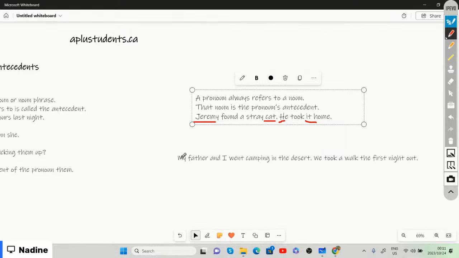And the last example is: my father and I went camping in the desert. We took a walk the first night out. So we is the pronoun of my father and I, and my father and I is the antecedent within these sentences.